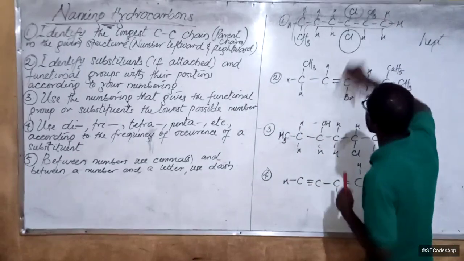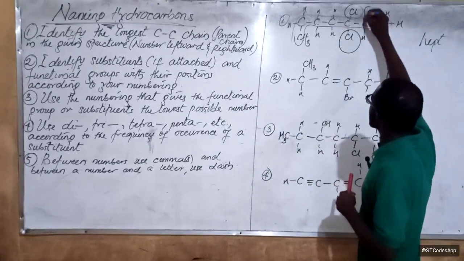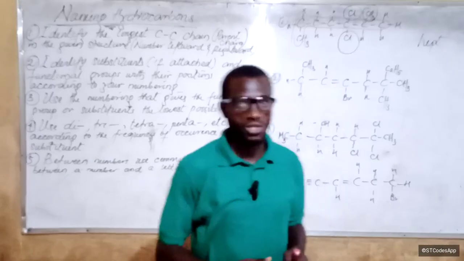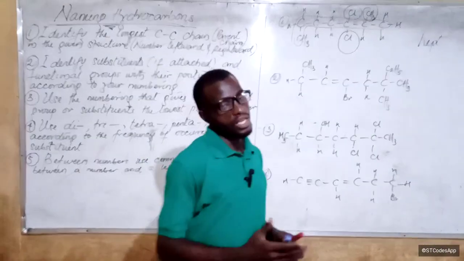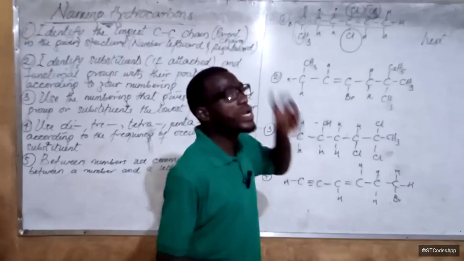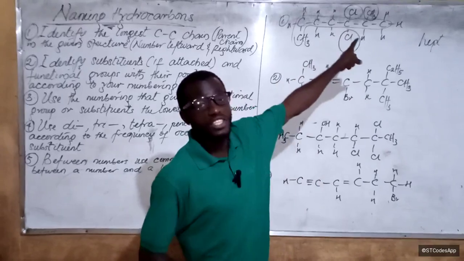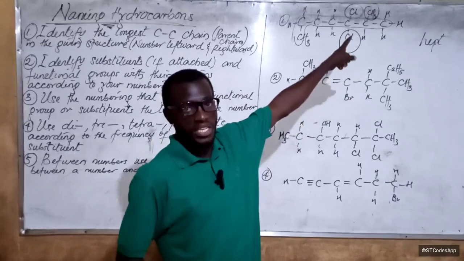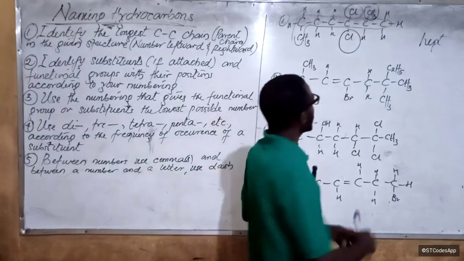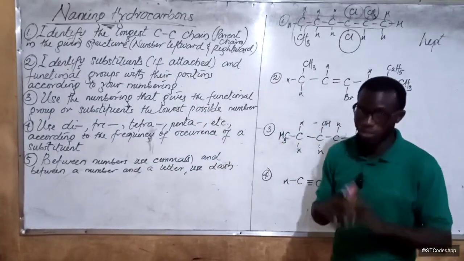So here, also, even though this is CH3, an alkyl group, we can say that it is a substituent. Why? Because it's not a part of the main chain. So if you're not a part of the main chain, you are going to be a substituent. That's the rule. So all of these H's are not substituents.